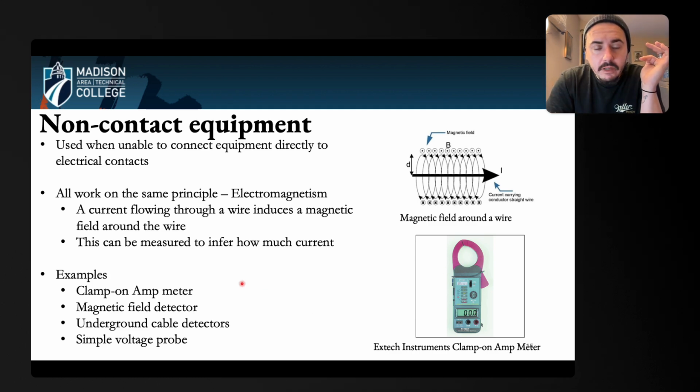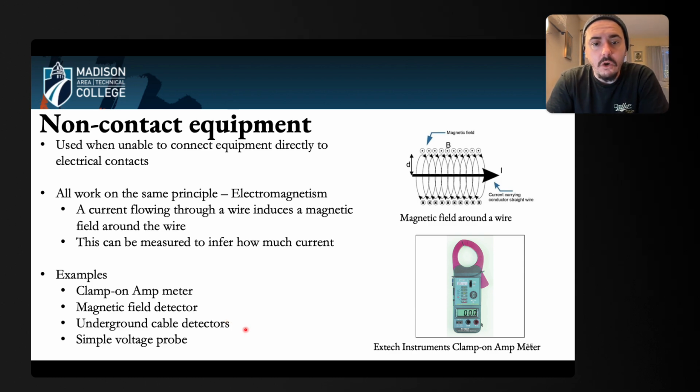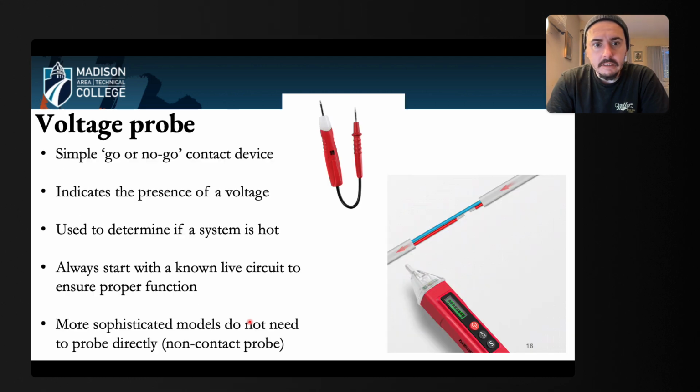A few other examples are simply a magnetic field detector and underground cable detectors. A lot of times you want to know, hey, is there a cable underneath where I'm digging or where I'm working, or you're trying to find it so that you can service it. That's how these underground cable detectors work.